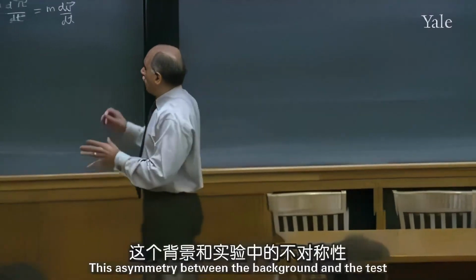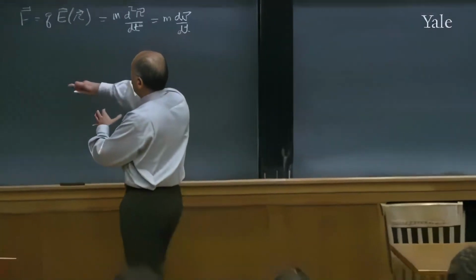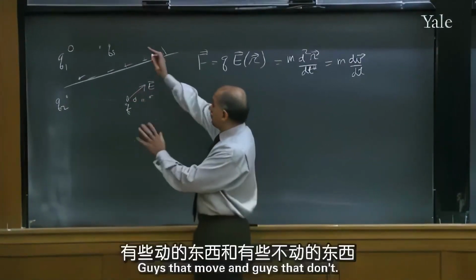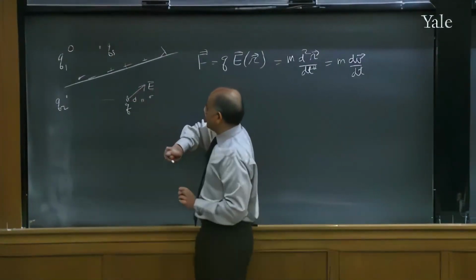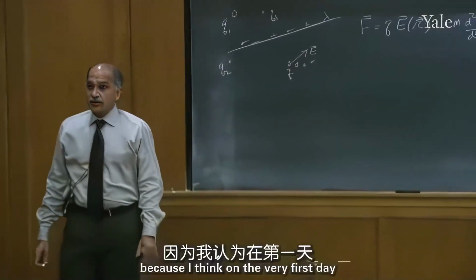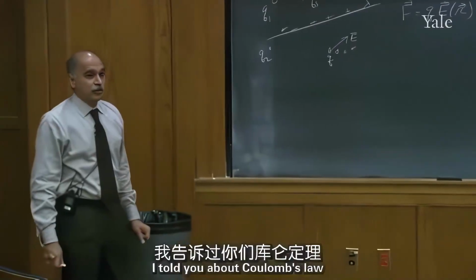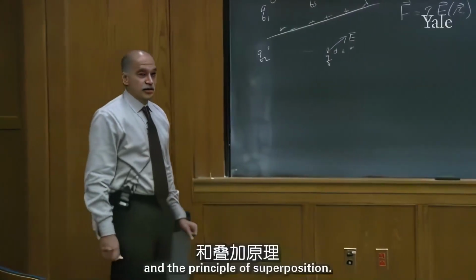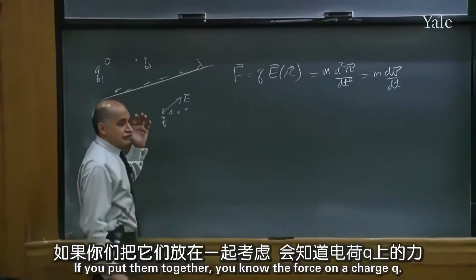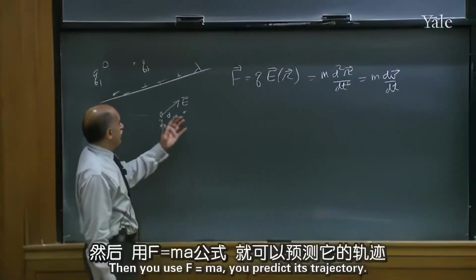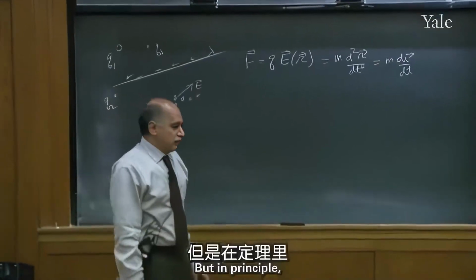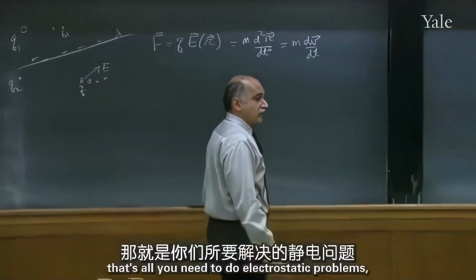This asymmetry between the background and the test charge that we are studying is in the static situation. Guys that move and guys that don't. Now, this is something you could have done on the first day, because I think on the very first day I told you about Coulomb's law and the principle of superposition. If you put the two of them together, you know the force on a charge Q. Then you use F equals ma, you predict its trajectory.